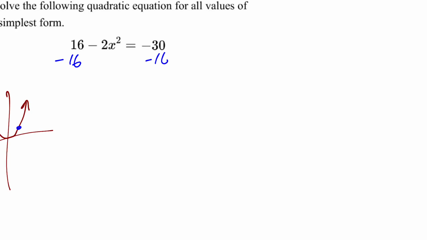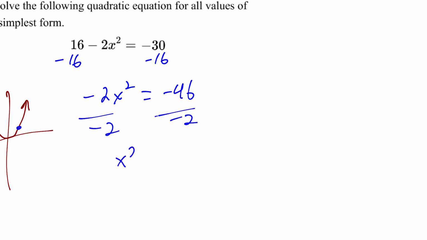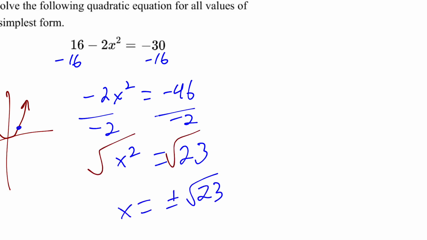Minus 16 to both sides. I have negative 2x squared is equal to negative 46. Divide by negative 2. I have x squared is equal to 23. When I take the square root of both sides here, I get x is equal to plus or minus the square root of 23. There are no perfect square factors for this one, so I just leave it like this.